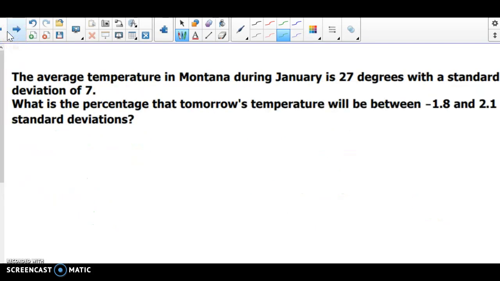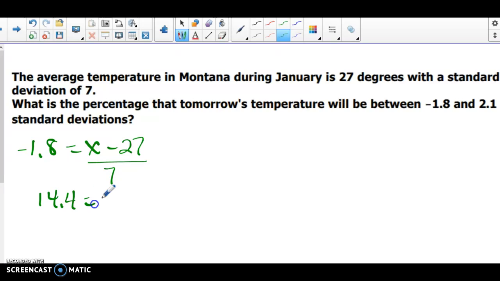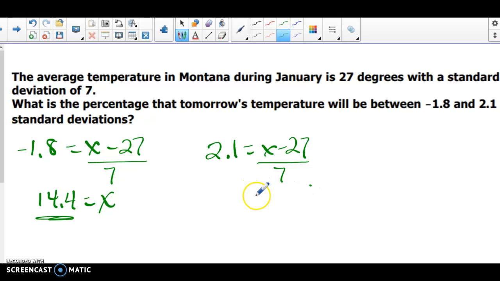Average temperature in Montana is 27 with a standard deviation of 7. Tomorrow's temperature will be between negative 1.8 and 2.1 standard deviations. So again, we've got to find out what our point values are. So we're going to do x minus 27 over 7, negative 1.8 times 7 plus 27. That gives us an x value of 14.4 degrees. That's our bottom number. Over here, 2.1, x minus 27 over 7. So 2.1 times 7 is going to give us 14.7 plus 27. That's going to give us 41.7.